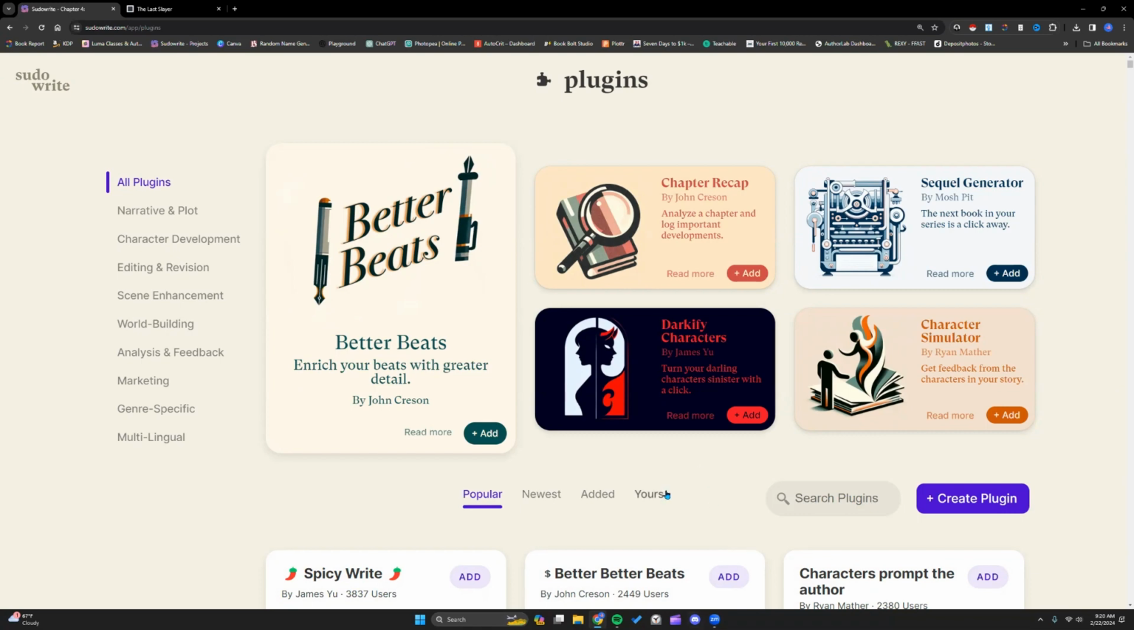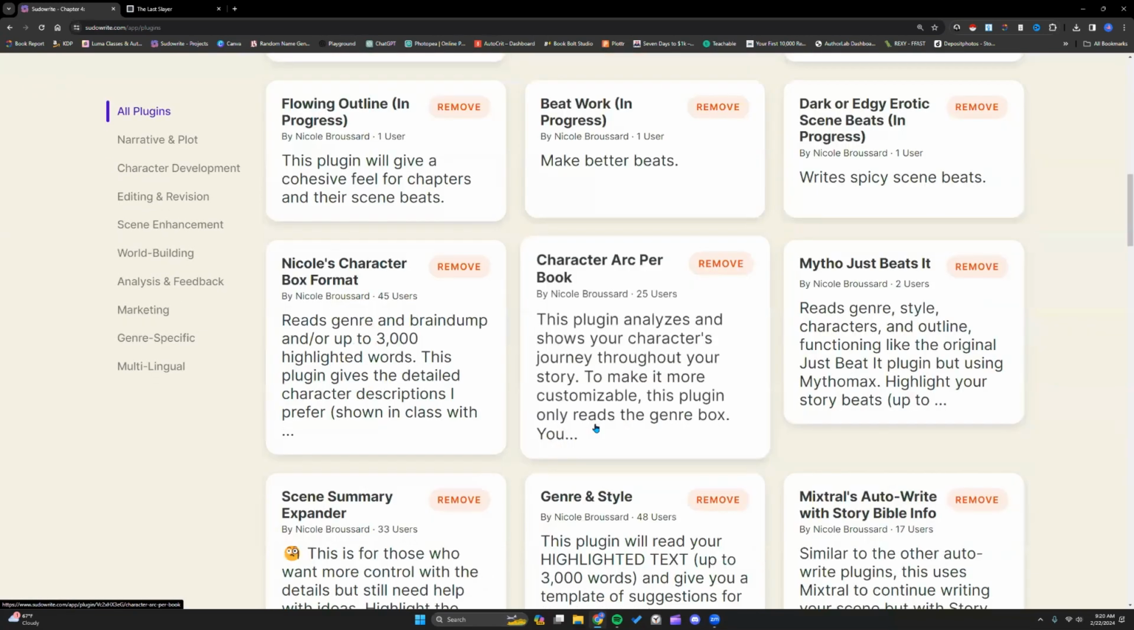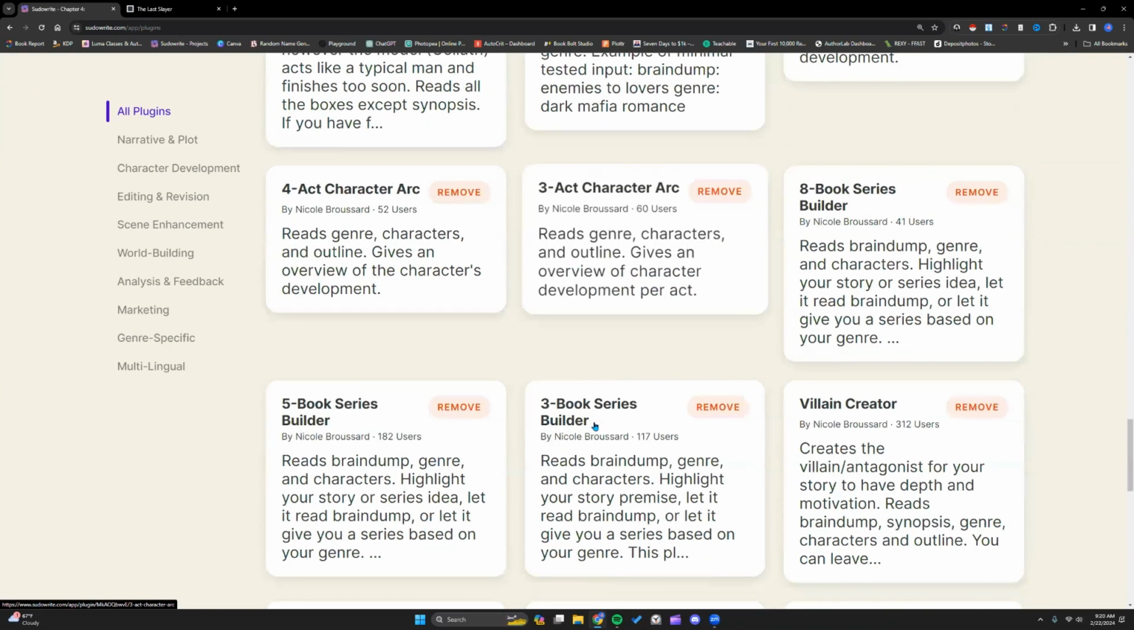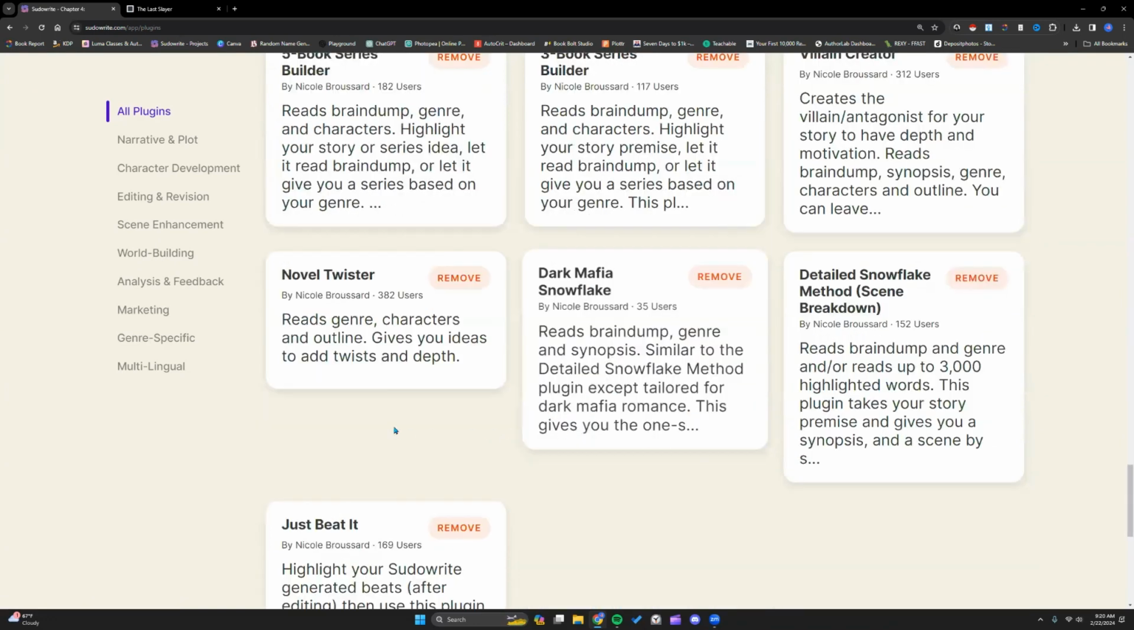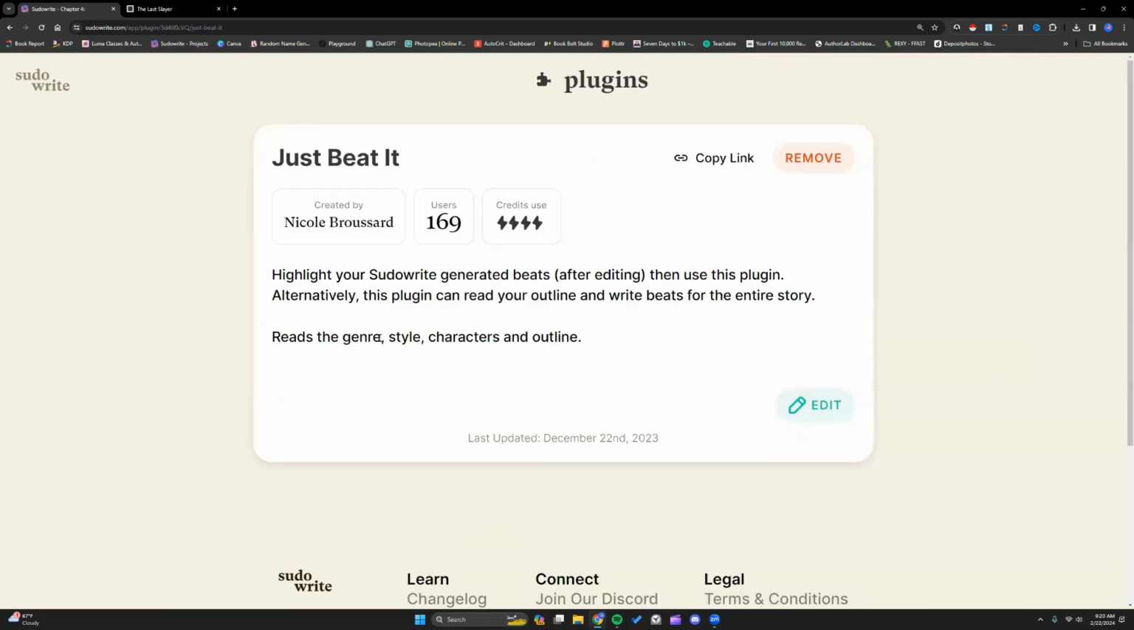So let's look at another that I use quite often, and that is the Just Beat It plugin. Right, so the way I use it is after Sudowrite generates the beats, I of course go through, make any changes that are needed as far as making sure everything's in order, getting rid of the pronouns, making sure the beats actually convey what I want to happen in the scene, and then I run this. I believe somebody else has actually used it on the outline to expand on that, and they like the output. So play around with this one in various ways. This one reads the genre, style, characters, and outline.